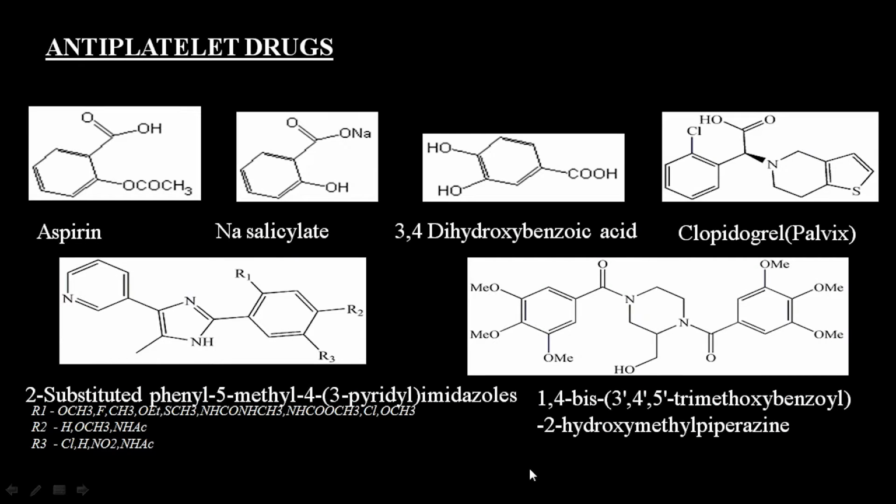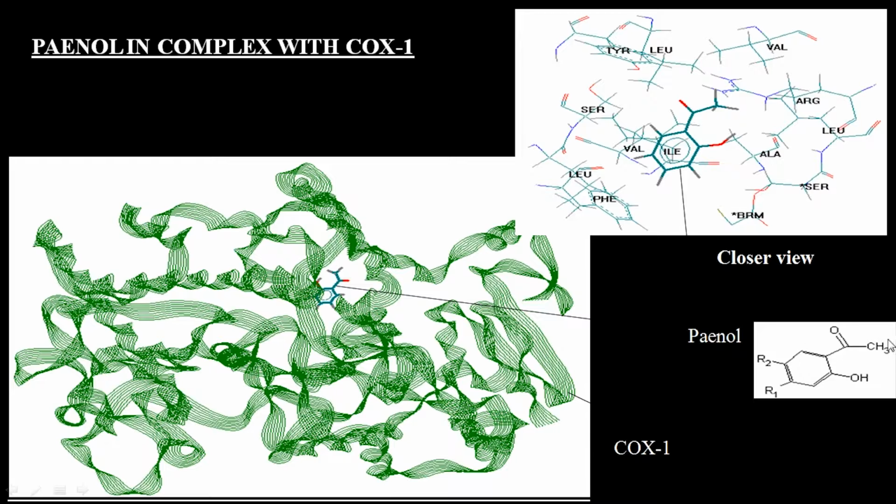There are many drugs which are given for antiplatelet aggregation. Nowadays, aspirin, sodium salicylate, dihydroxybenzoic acid, clopidogrel, and so on are known. Actually, a lot of substituted phenyl systems are there. Antiplatelet activity of many of these drugs has been reported in the literature. We also have looked at some compounds like this. They are called Pianol. It's almost like aspirin, with R1 and R2. We can put a lot of substitutions here, so we can get a huge number of derivatives.